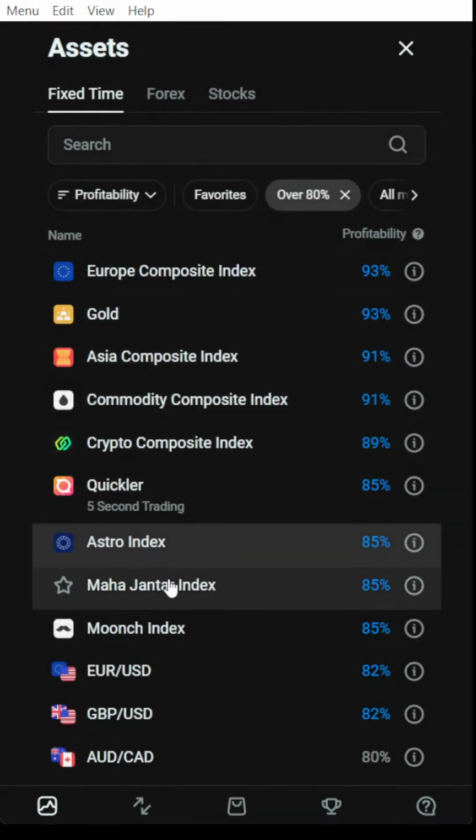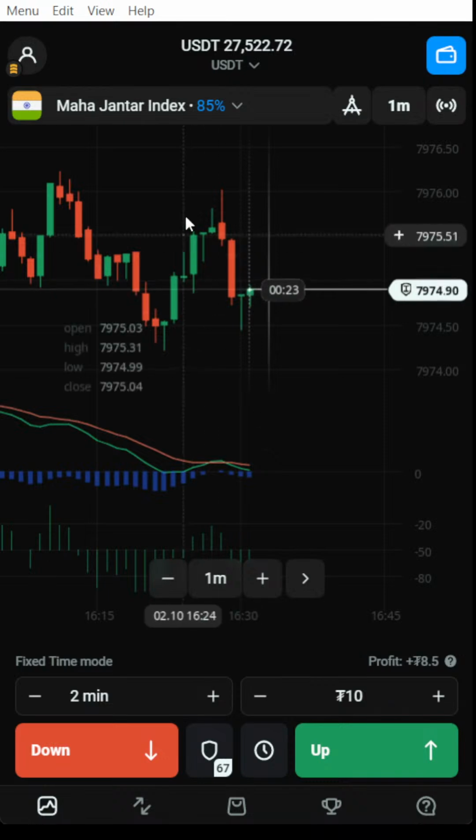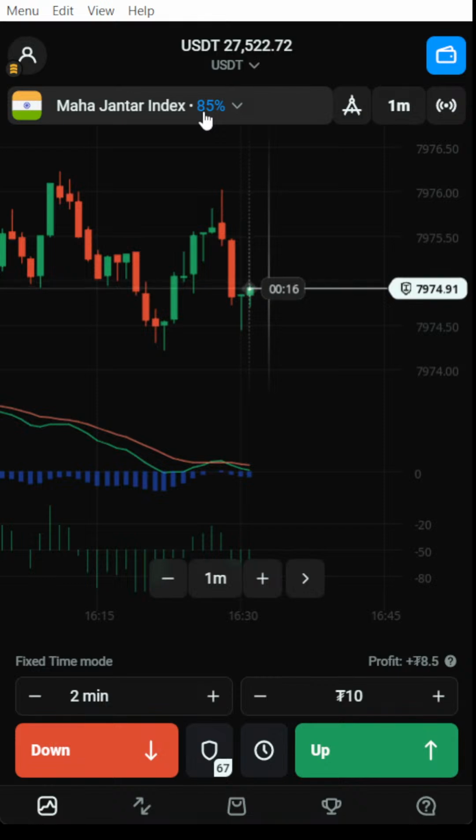The next thing is the profitability ratio. If you are going to open the trade and choosing the strategy, I would like to suggest you please go with a minimum of 80% profitability. An asset that can provide you a minimum of 80% profitability is better and fine. So what you need to do? We need to wait for the signal and open the trade according to the signal.